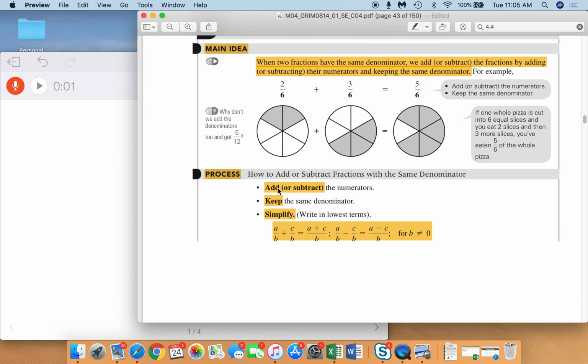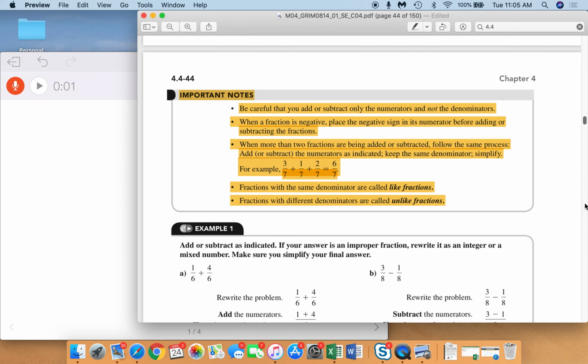So here the process: add or subtract the numerators, keep the same denominator, and then simplify. All right? Important notes: be careful that you add or subtract only the numerators and not the denominators. That's another common mistake. Don't mess with the bottom when you have the same denominator. When a fraction is negative, place the negative sign in its numerator before adding or subtracting the fractions.